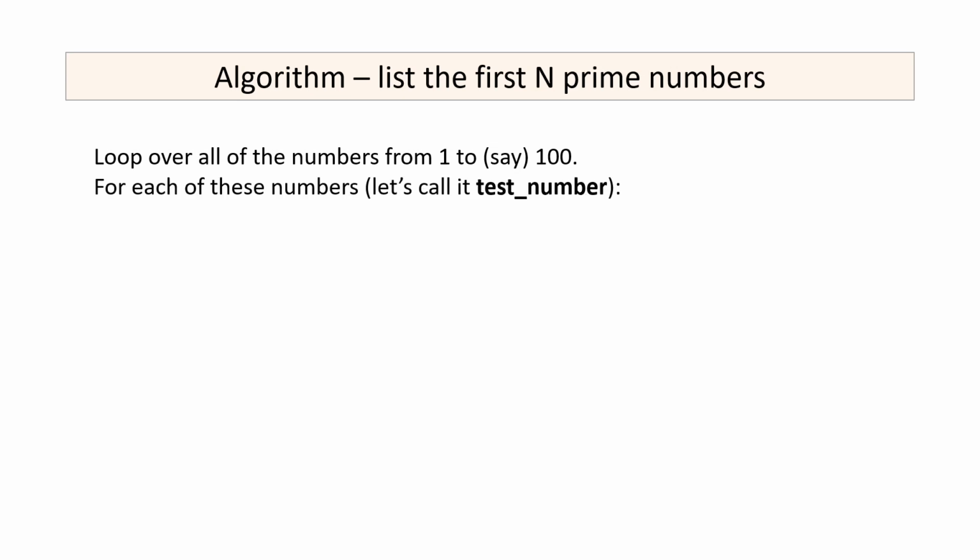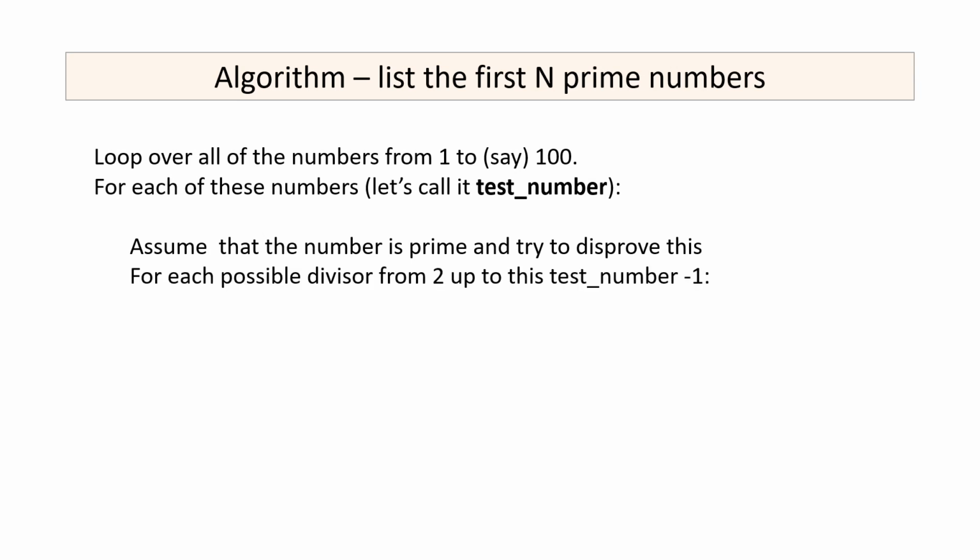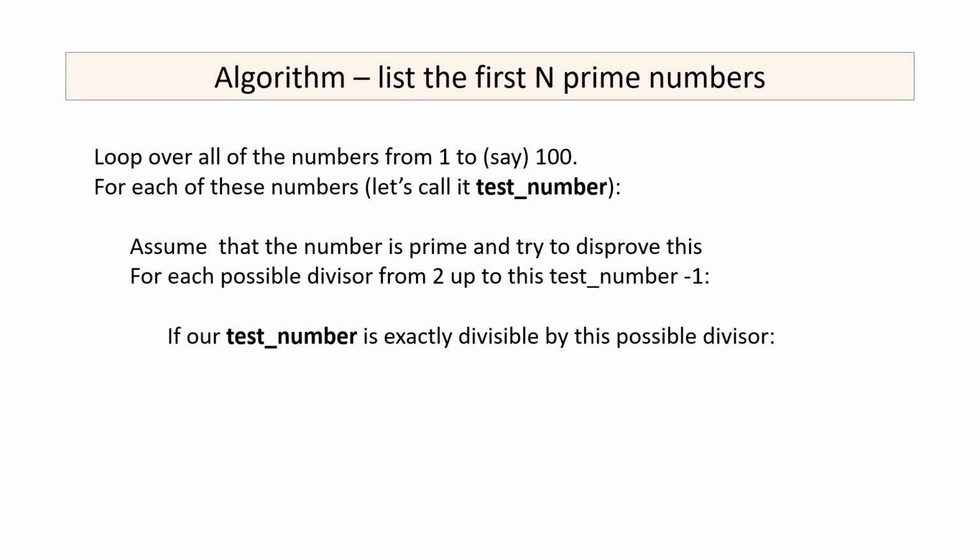And for each of these numbers, let's call it test number, what we'll then do is make the assumption the number's prime and try to disprove it. And the way we'll try to disprove it is by leaping over all the numbers from 2 all the way up to the number itself minus 1. And for each of these numbers in the inner loop, we'll see if we have an exact divisor. And if we do, then we can flag that the number we were testing wasn't prime because we found another divisor apart from itself and 1.